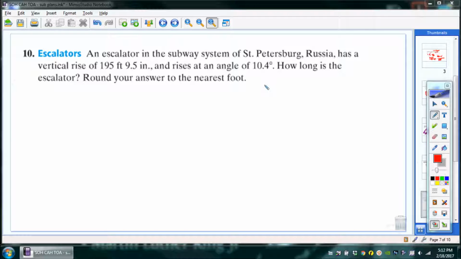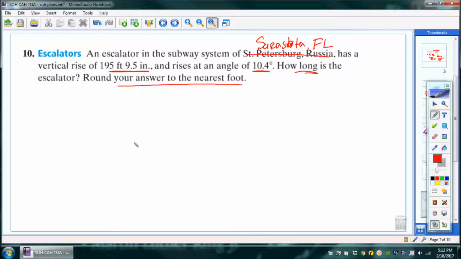So number 10, you're going to have to draw a picture for. So it says an escalator in the subway system of St. Petersburg, Russia. Let's just change that to Sarasota, Florida. This might be where I am right now. Has a vertical rise of 195 feet and 9.5 inches. So right there I see 2 units, so that should red flag to me. And it raises at an angle of 10.4 degrees. How long is the escalator? Round your answer to the nearest foot.